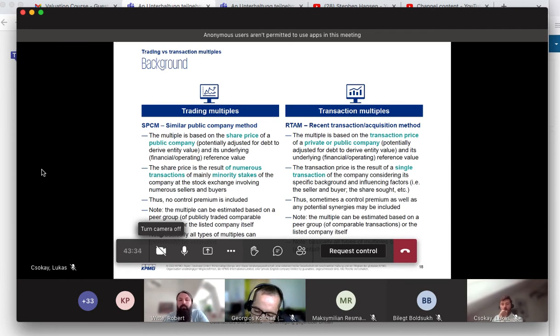And this is important. And then when you think about the potential control premium and the potential synergies, you see that the transaction multiples are expected to be a little bit higher than trading multiples, right? Because again, you expect some kind of control premium maybe, or some kind of synergy effect, right?